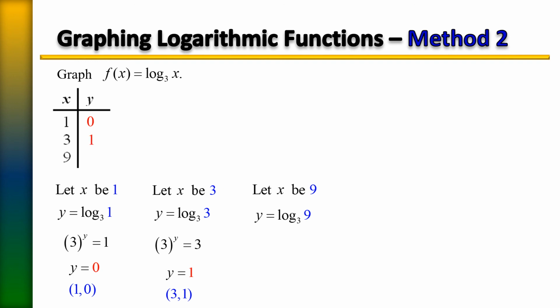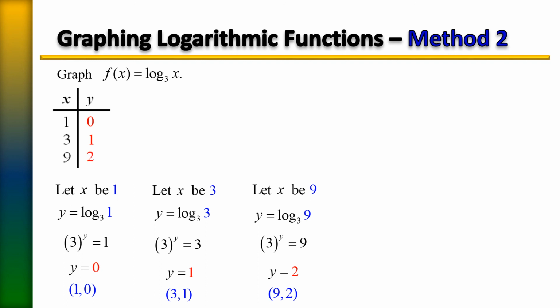Let's do it one more time. This time if we plug in a 9 for x, let's rewrite that in exponential form. 3 raised to the y power equals 9. So I need to find what number I have to raise 3 to in order to get 9. And if you said 2, that is correct, because 3 squared equals 9. So when I plug in a 9 for x, what I get out for y is a 2.